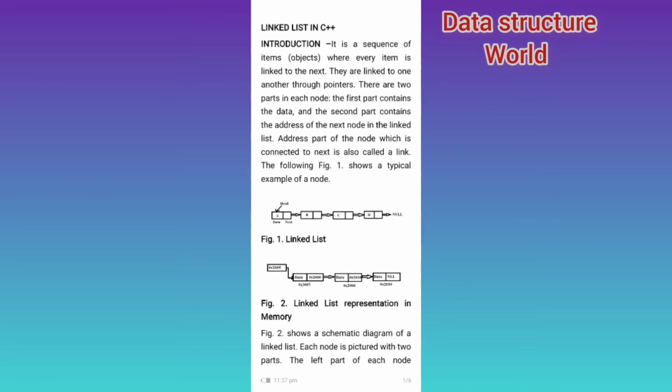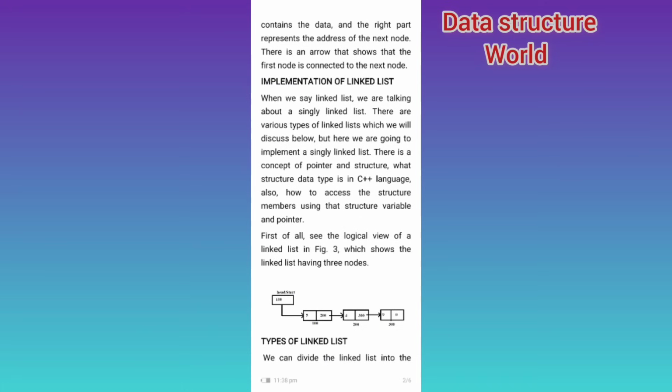So it's 0 cross 2005. Then the data, they are all linked by the pointers. The arrow shows the pointer. In figure 2, we are seeing the linked list representation in memory. It shows the schematic diagram of the linked list. Each node is pictured with two parts. The left part of each node contains the data and the right part represents the address of the next node. There is an arrow that shows the link from the first node to the next node.